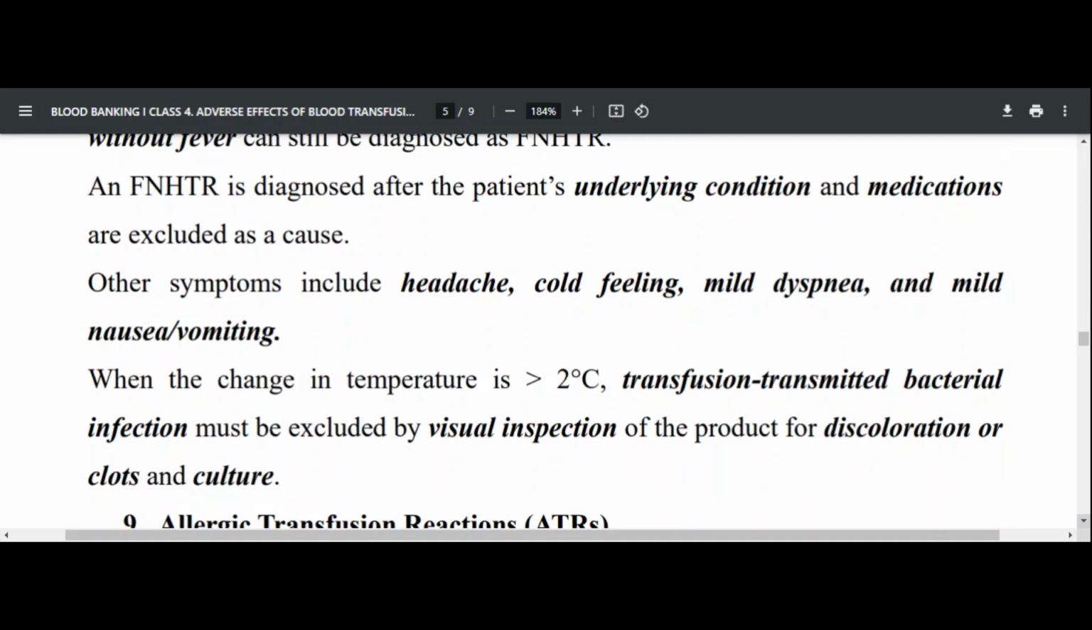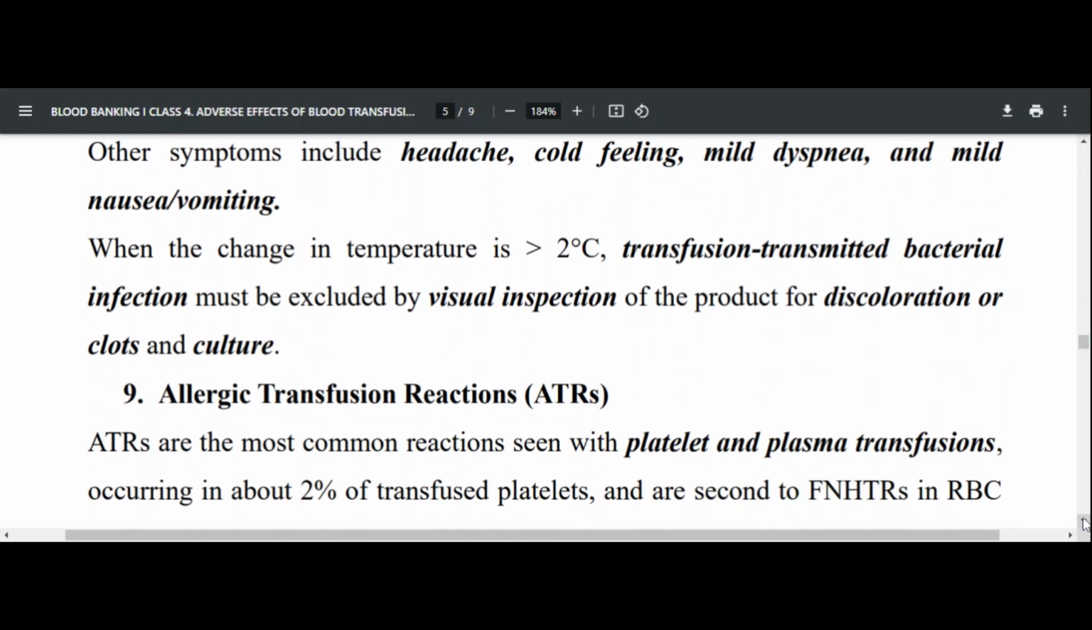Then you have to look at that unit, do a visual inspection of the product for discoloration and clots, and then perform culture in order to test if there is actually any implicated bacterial infection. So that is the difference between febrile and transfusion transmitted bacterial infection. They are different because of the range of fever. Fever in bacterial infection is very high. It is 2-3 degrees in addition to the baseline.